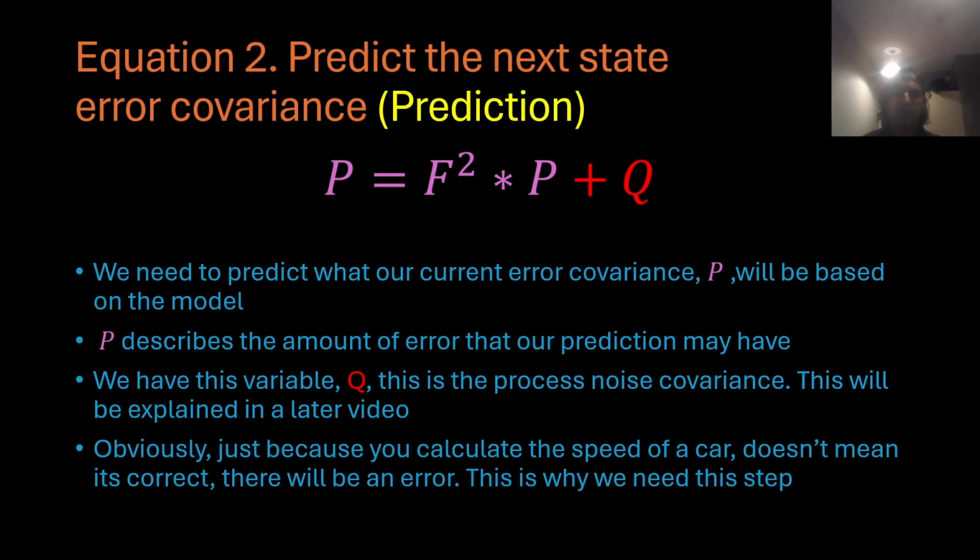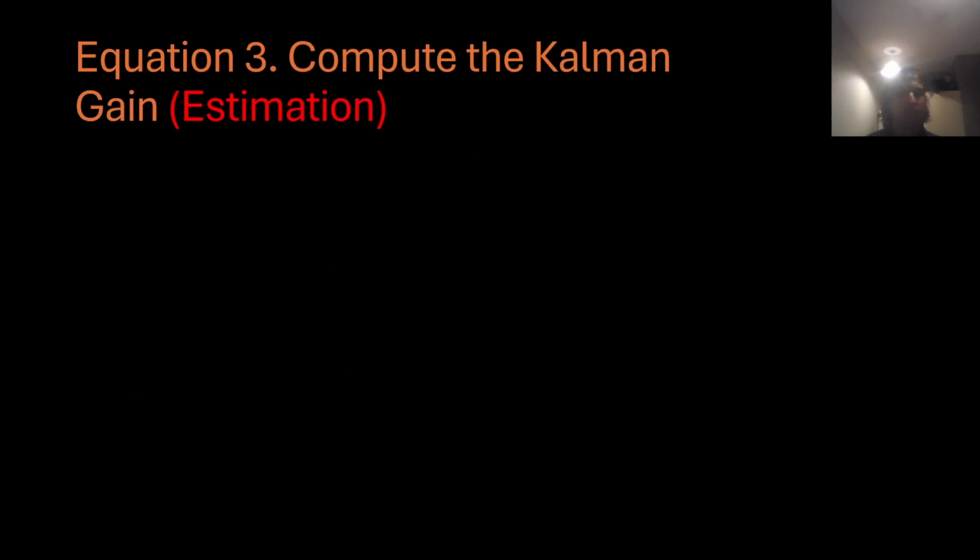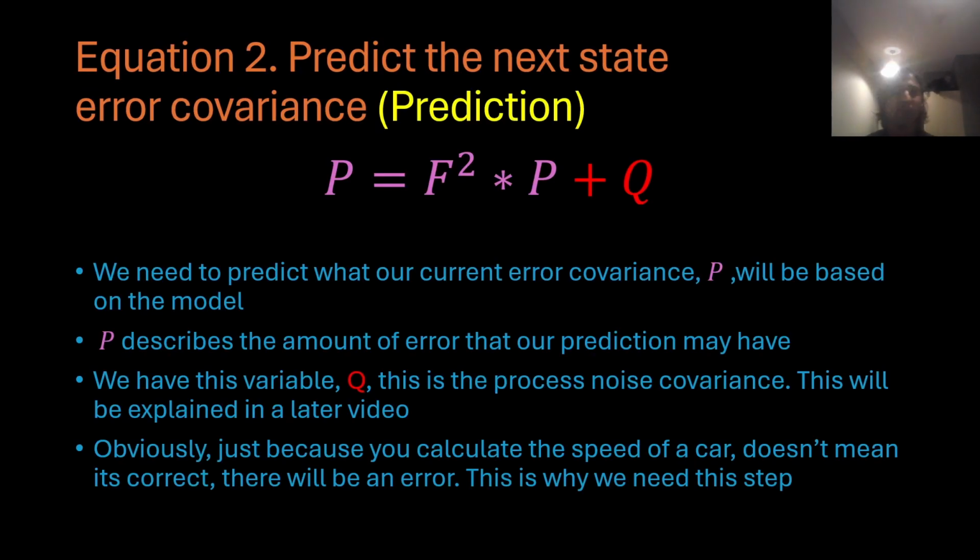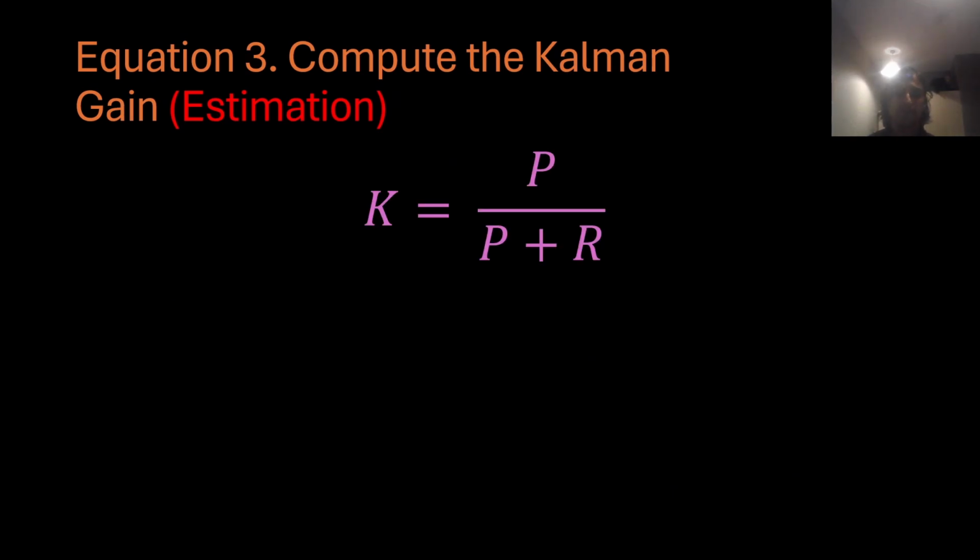Now, obviously, just because you calculate the speed of your car doesn't mean it's correct. There will be an error, so you need this step. Again, explained later. Now, equation 3, compute the Kalman gain. This is now the estimation. So we finished the prediction stage here, and now we're on the estimation stage.